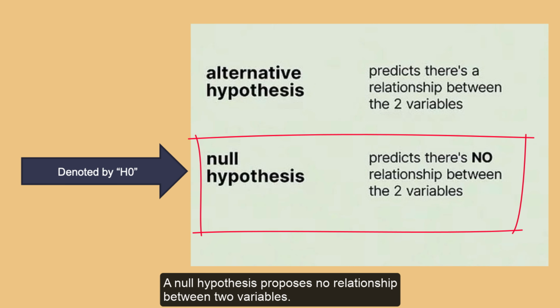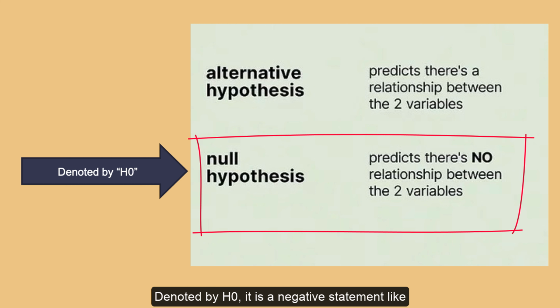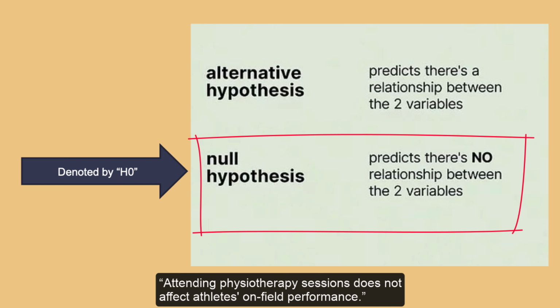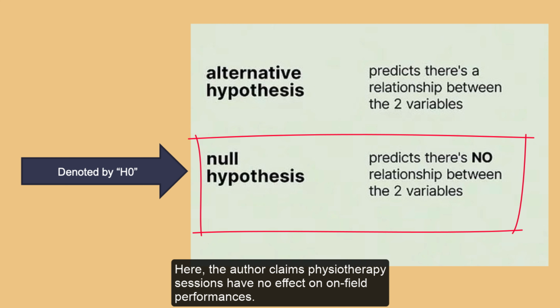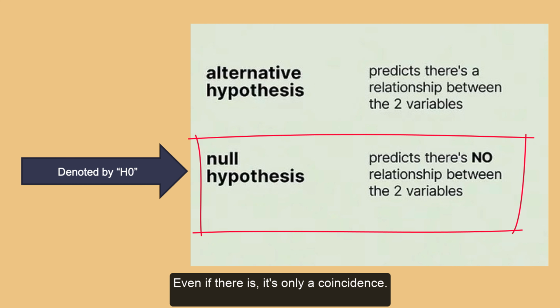A null hypothesis proposes that there is no relationship between two variables. Denoted by H0, it is a negative statement like, attending physiotherapy sessions does not affect athletes' on-field performance. Here, the author claims physiotherapy sessions have no effect on on-field performances. Even if there is, it is only a coincidence.